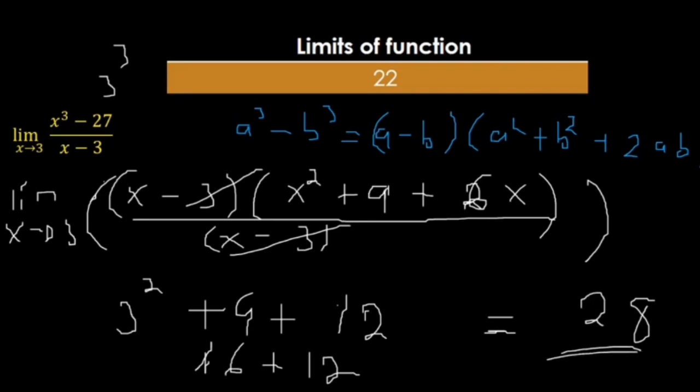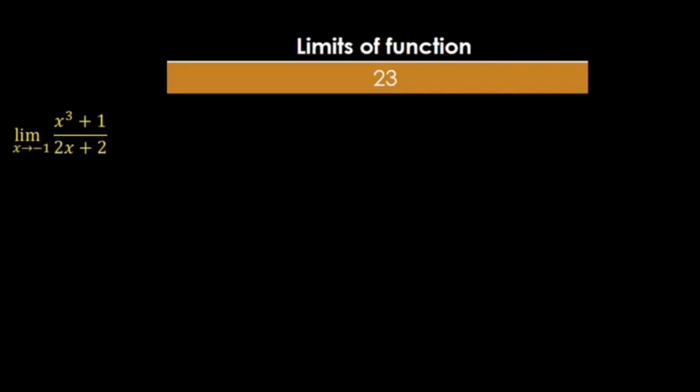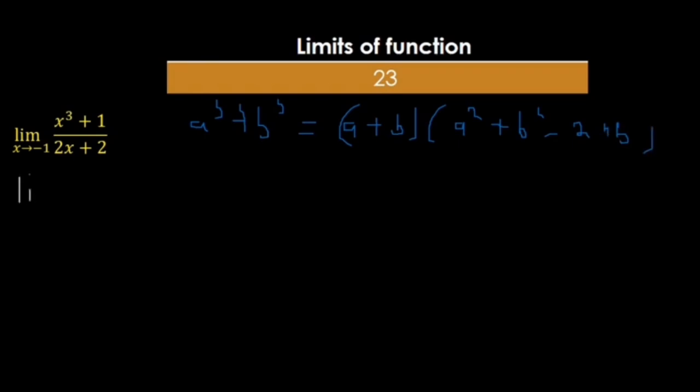Move to the next question, that is x cubed plus 1. We can use the same technique in algebra, having a cubed plus b cubed is equals to a plus b times a square plus b square minus 2ab. Substituting it here, I'm going to be having limit as x tends to minus 1 of x plus 1 times what?